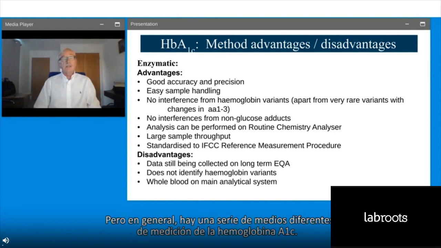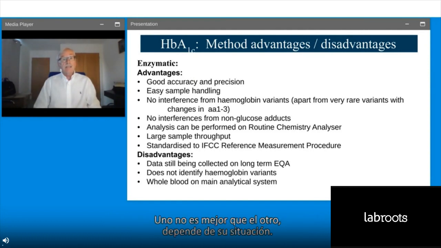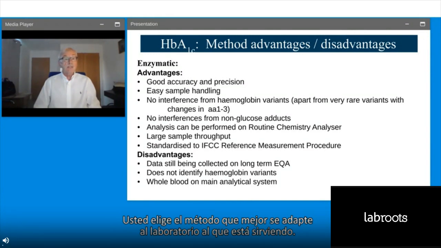But overall, there are a number of different means of measuring hemoglobin A1C. One is not better than the other. It depends on your situation. You choose the method that best suits the laboratory that you are serving.